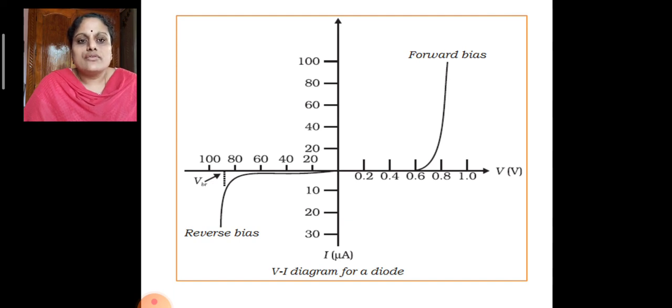In the case of reverse biasing, which is represented in the third quadrant, the current slightly increases and when the voltage reaches a value called the breakdown voltage, current starts abruptly increasing in the reverse biased condition.